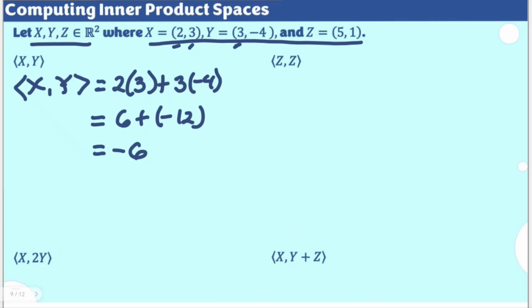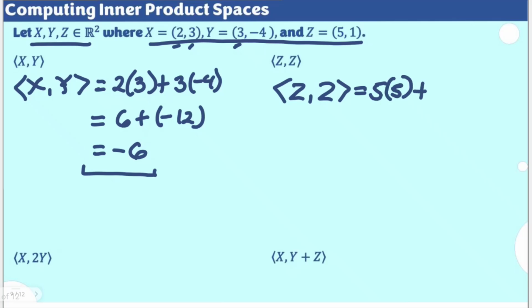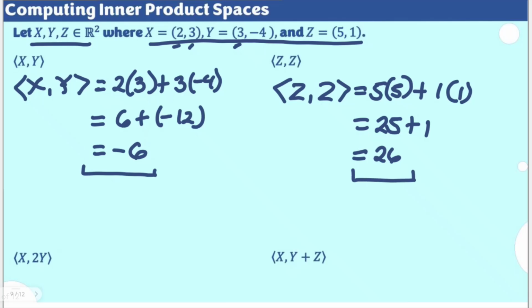Take note that inner products are actually scalars. So we know that the result would be constants here. So that's how we compute inner product. For the second, you have here z and z. So simply multiply z to itself. The first component is 5 times 5 plus 1 times 1. So you will have here 25 plus 1. You will get here 26. Still scalar. That's how we compute inner product.